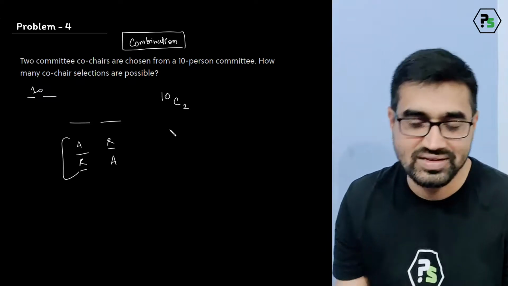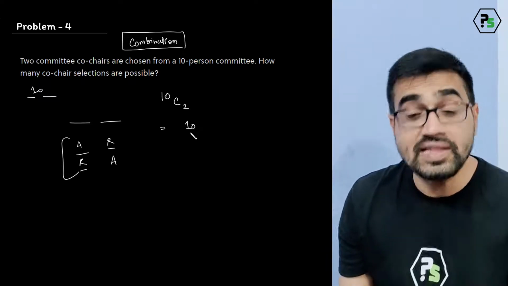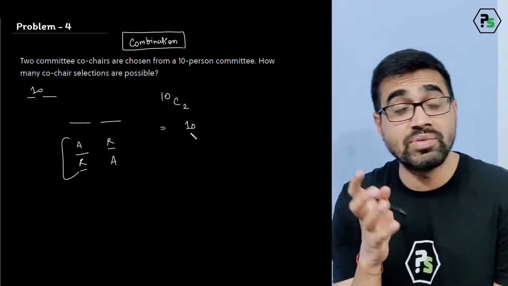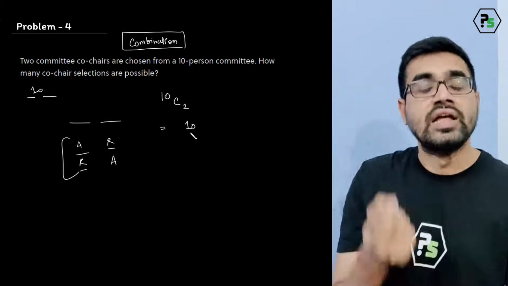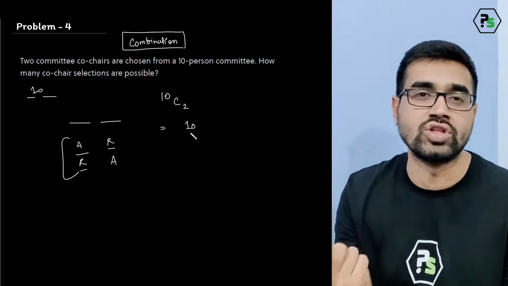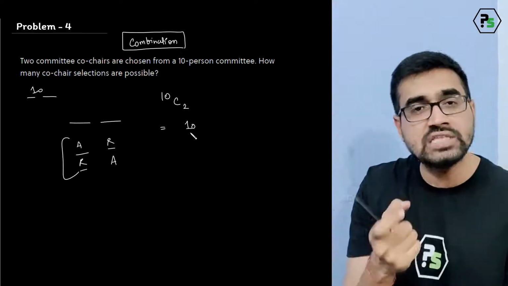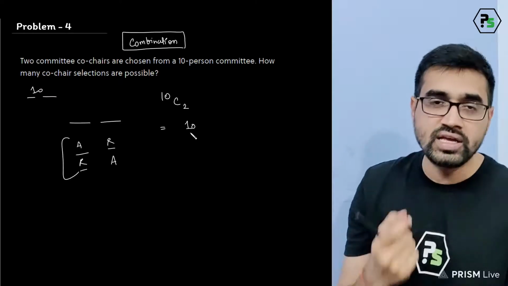The order doesn't matter. That's why the trouble is, because the word arrangement comes, people think it is permutation. It's not always like that. If the arrangement has no importance on the order, it is combination. If the arrangement has dependency on the order, then it is permutation.